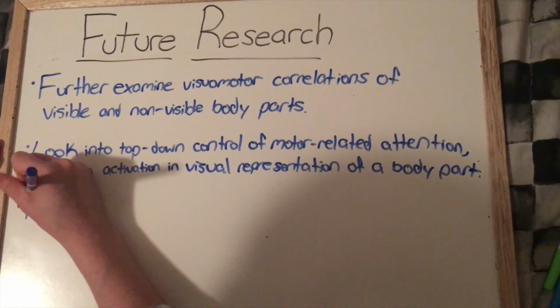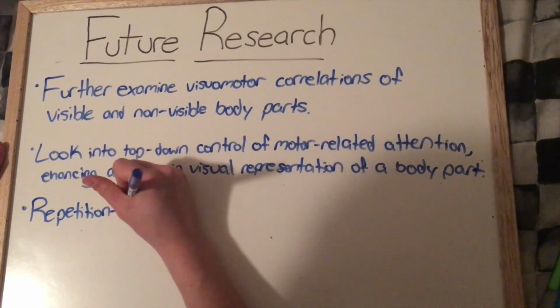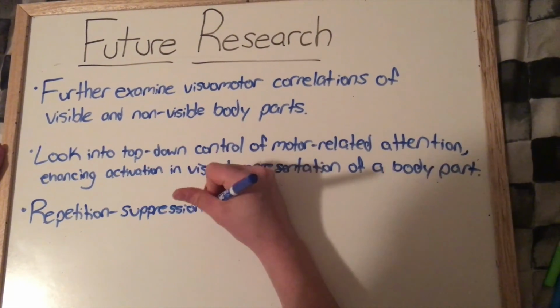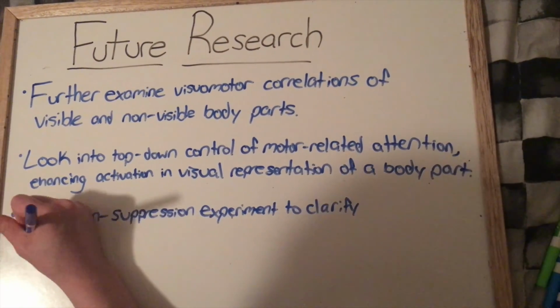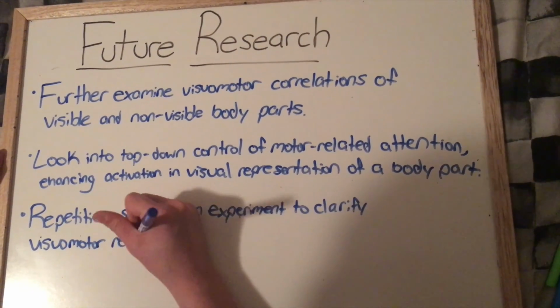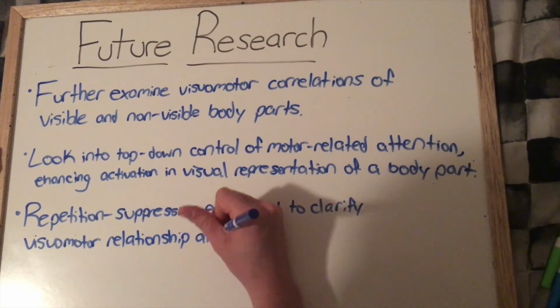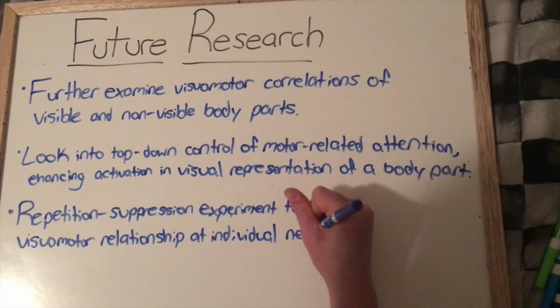And finally, it is unclear whether the visual motor correlation of preferred body part categories occurs at the individual neuron level or whether there are two distinct and modality-specific neural populations selective to the same body parts. A repetition suppression experiment could clarify this.